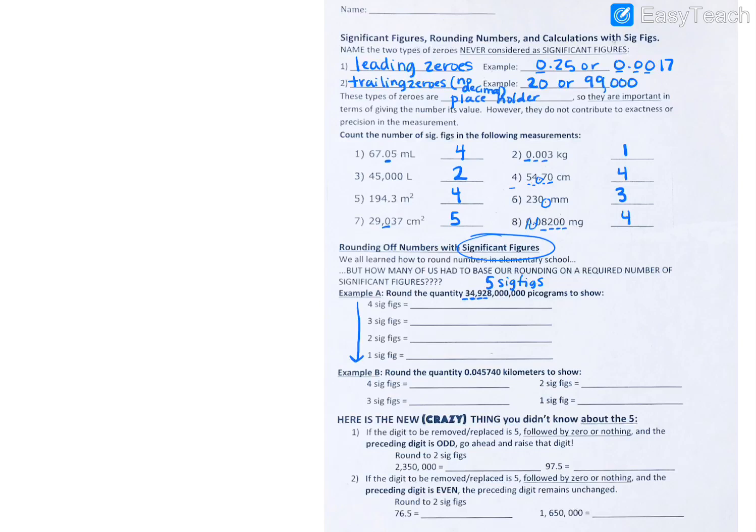Now, here's the biggest mistake. This is what you should absolutely, totally avoid. This is what I see students do. They're like, oh, I need to round this to 4 sig figs. 3, 4, 9, 3.